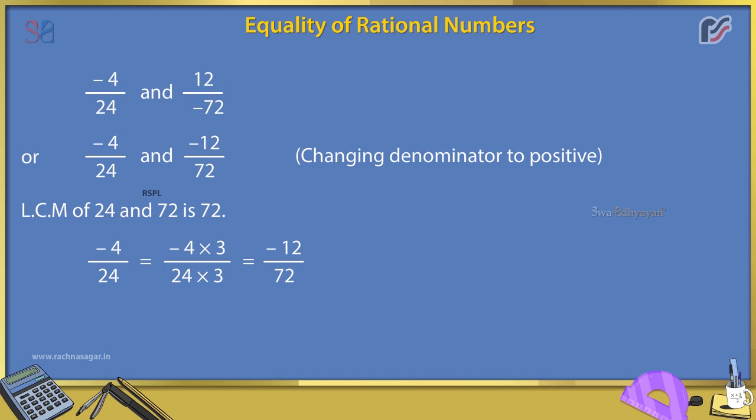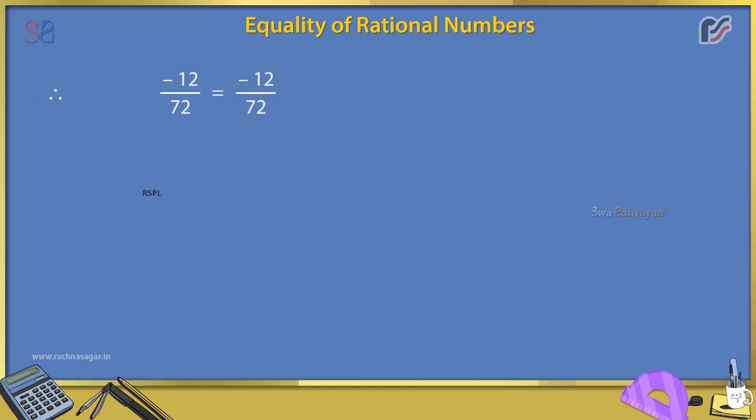Minus 4 by 24 is equal to minus 4 into 3 by 24 into 3, which is equal to minus 12 by 72. Minus 12 by 72 is equal to minus 12 into 1 by 72 into 1, which is equal to minus 12 by 72. Therefore, minus 12 by 72 is equal to minus 12 by 72. Hence, minus 4 by 24 is equal to minus 12 by 72. This implies that minus 4 by 24 is equal to 12 by minus 72.